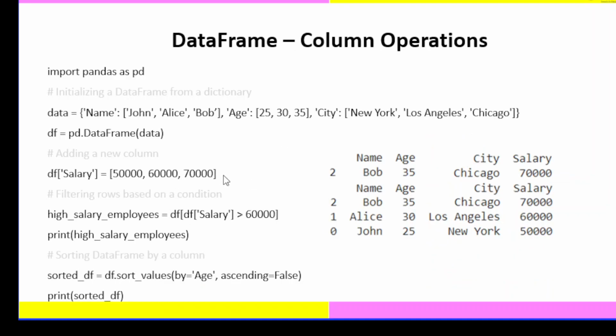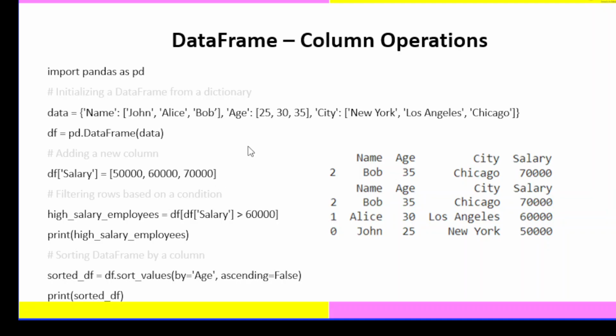And the column operations, in a similar way, what operations can we perform? For example, this is my data frame. By using the dictionary, we now convert it into a data frame. And I'm going to add a new field called salary. For example, 50,000, 60,000, 70,000. Now we want to find out which salary is the highest. For John, Alice, Bob, we just assign 50,000, 60,000, 70,000.